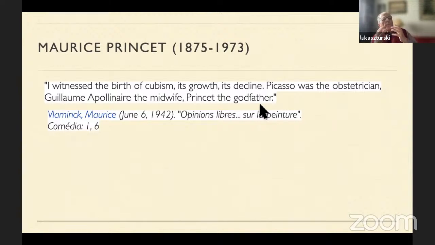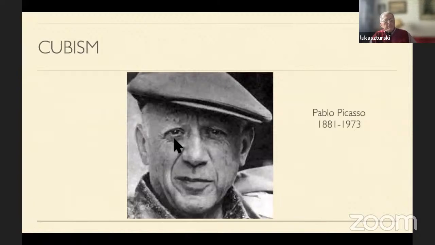So the Princet had influenced the artist by showing them this other geometry, the other way of looking at the world. And we are coming to Pablo Picasso, who was the giant of the art of the 20th century.